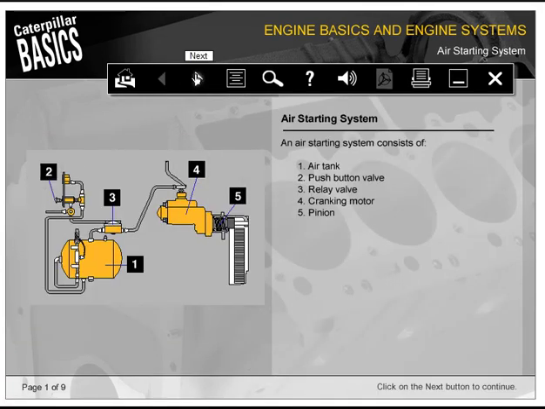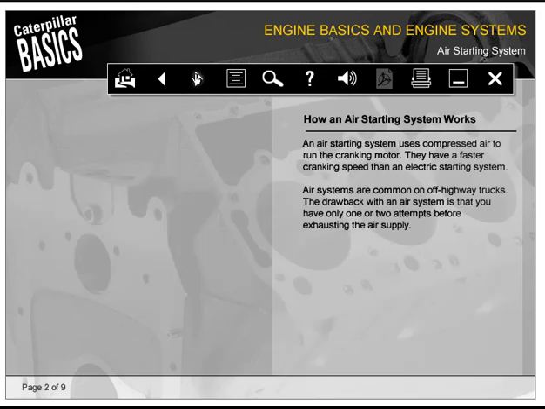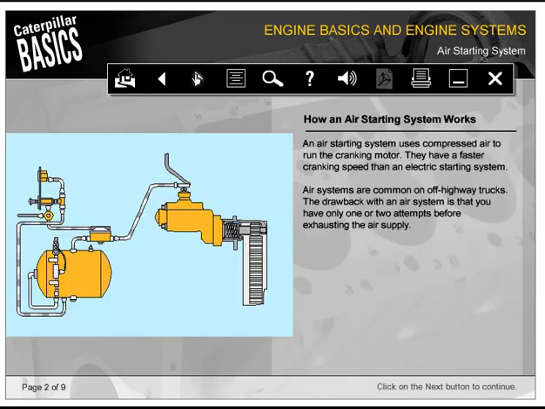An air starting system consists of 1, an air tank, 2, a push-button valve, 3, a relay valve, 4, a cranking motor, and 5, a pinion. An air starting system uses compressed air to run the cranking motor. They have a faster cranking speed than an electric starting system. Air systems are common on off-highway trucks. The drawback with an air system is that you have only 1 or 2 attempts before exhausting the air supply.